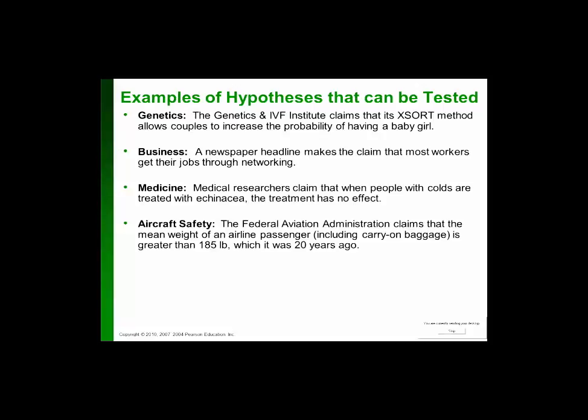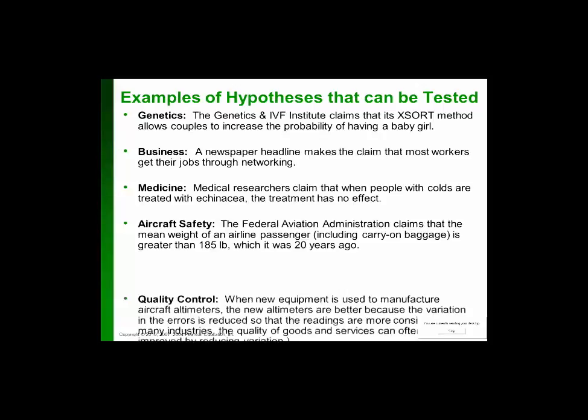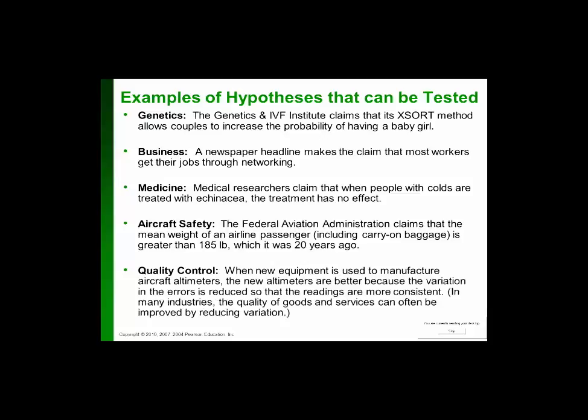When new equipment is used to manufacture aircraft altimeters, the new altimeters are better because the variation in errors is reduced so that the readings are more consistent. What does that make you think of? The variation in errors is reduced. Which population parameter is that referring to? The standard deviation. All right, the standard deviation is reduced.